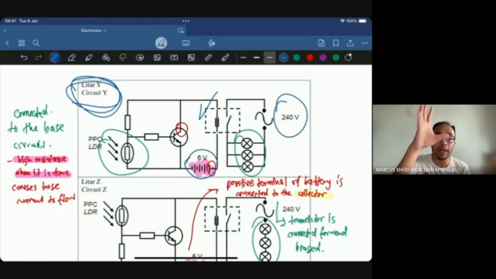So we cannot put all the bulbs on the transistor circuit itself, because what is going to happen? With 6 volts only, you expect all 3 lights to come on? Cannot. So you have to put them on a secondary circuit with a relay switch that can handle a much bigger voltage supply. So the circuit that we want is circuit Y, for all the 4 reasons stated above.